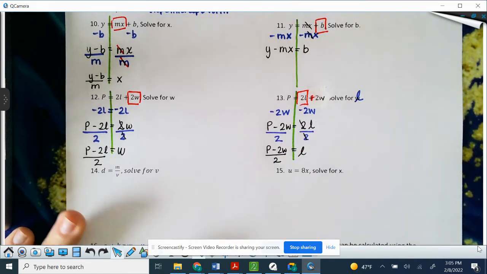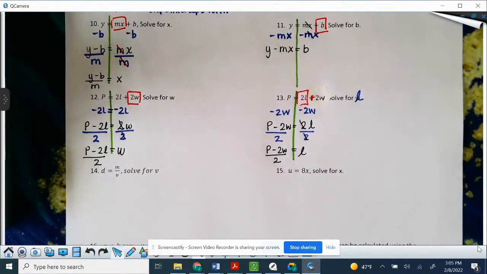And those 2's again cannot cross out because P minus 2W is a binomial. All that operation is happening at one time. So that's it. We're done with that one.